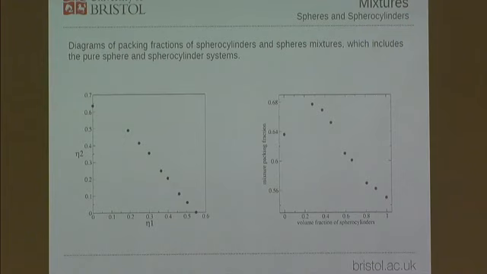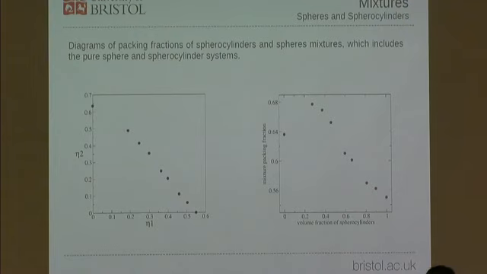I'm plotting the same data, but in a slightly different way. This is the volume fraction of sphere cylinders, the volume of sphere cylinders divided by the volume of the box. And this is the total volume fraction. As you can see, we have a maximum packing fraction for a certain concentration of rods and spheres.